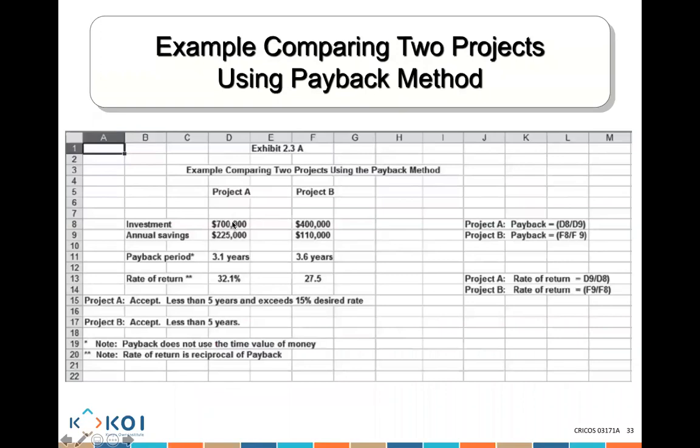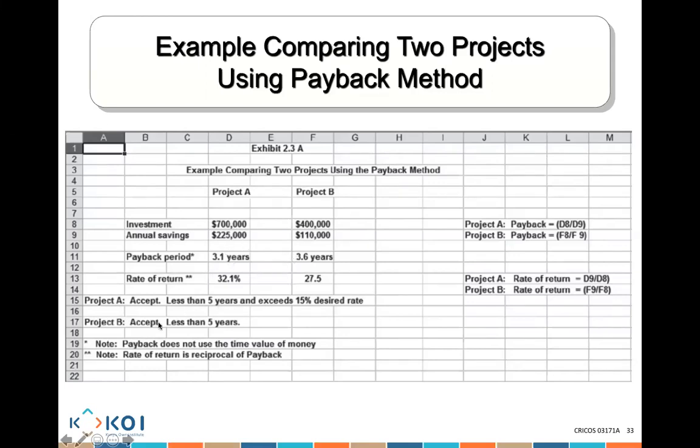Look, in this example, I have project A and project B. Investment is $700,000. My annual savings is $225,000. So if I divide $700,000 by $225,000, I know I will get my money back in 3.1 years. For project B, my investment is $400,000, and I'll be saving $110,000 every year. So if I divide $400,000 by 110, I will be getting the money back in 3.6 years. So we accept project A and project B.